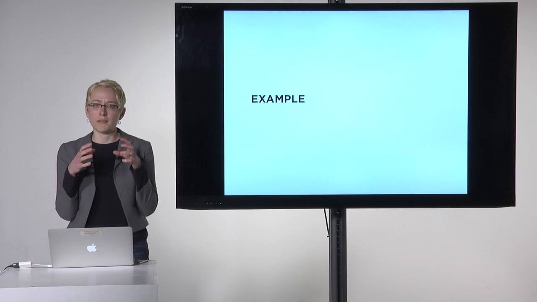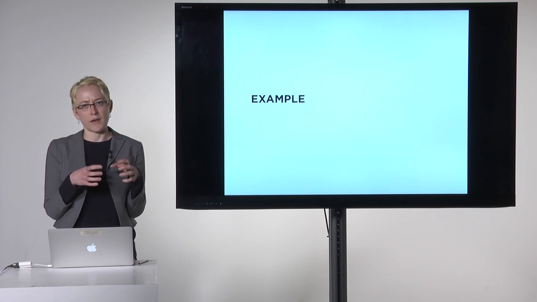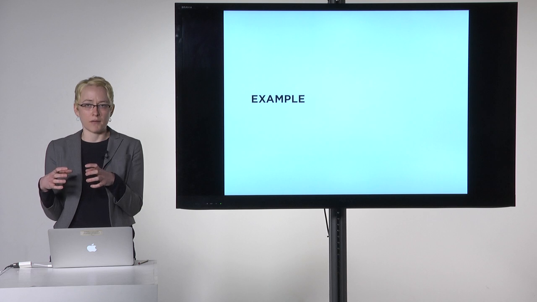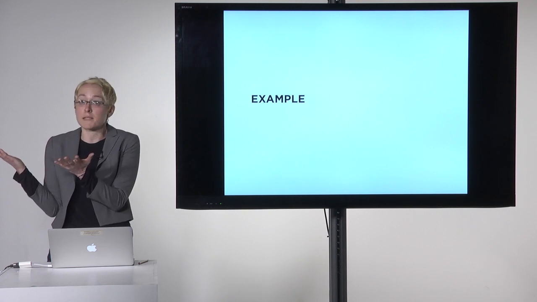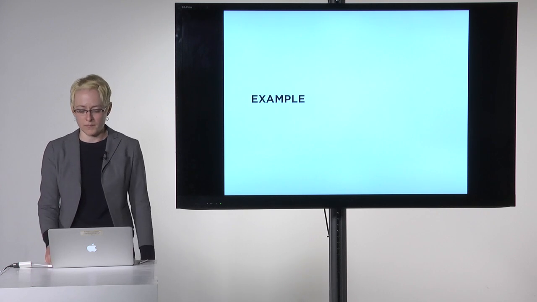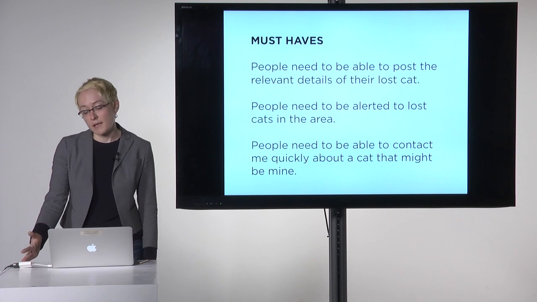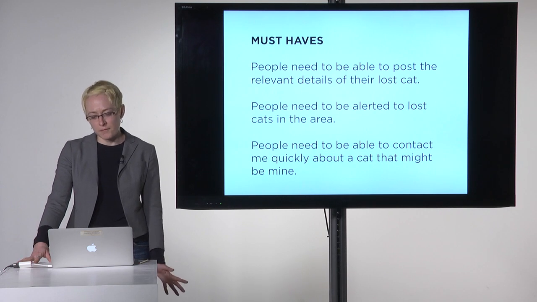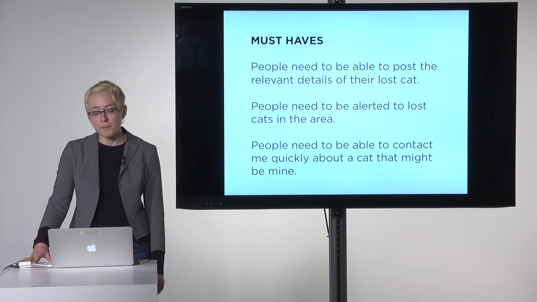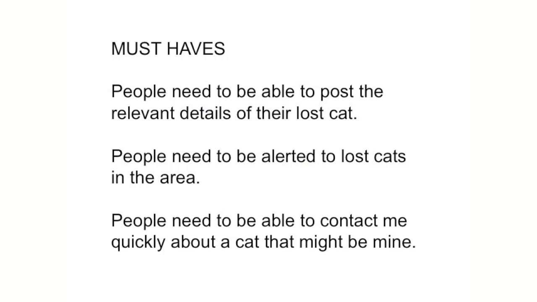Again, think of it as 3 buckets of functionality: things that you absolutely must have in your app, things that would be nice to have, and then things that, if we had time, it would be great to make. So in my case, I know that with Cat Finder, first of all, people need to be able to post the relevant details of their lost cat. Like, they absolutely have to do that. People need to be alerted to lost cats in the area.